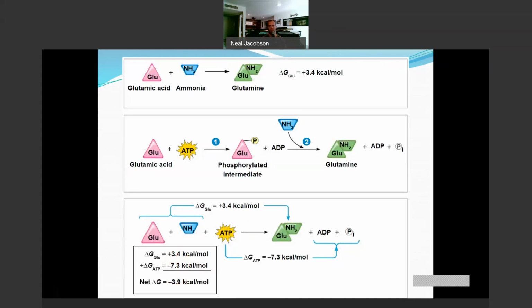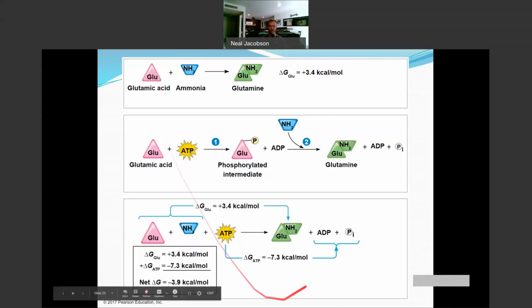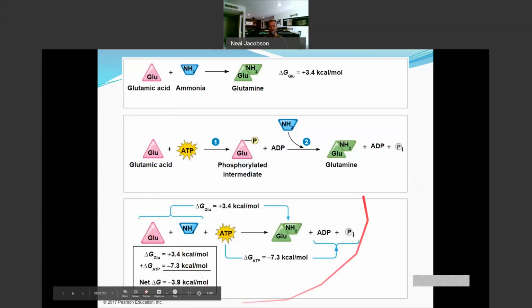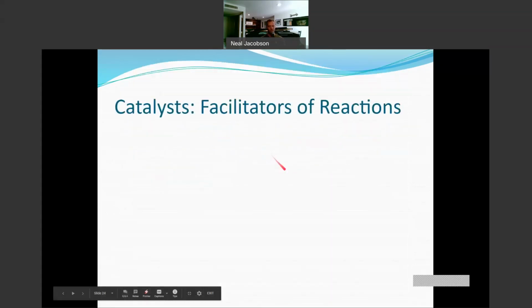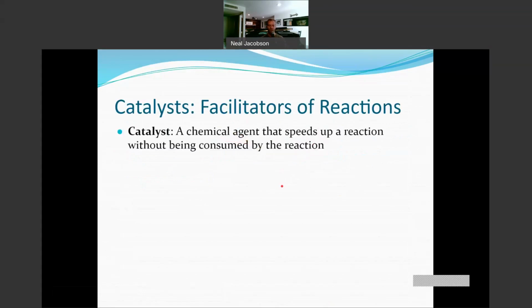Okay, let's move on to the next slide. So we can ask the question: there's an invisible molecule here that's facilitating this reaction that is not pictured in this reaction. I'll tell you what it is in just a second, but first, let's talk about catalysts. The invisible molecule is a catalyst. A catalyst is a facilitator of a reaction. The definition of a catalyst is an agent that speeds up a reaction but doesn't get consumed by the reaction.